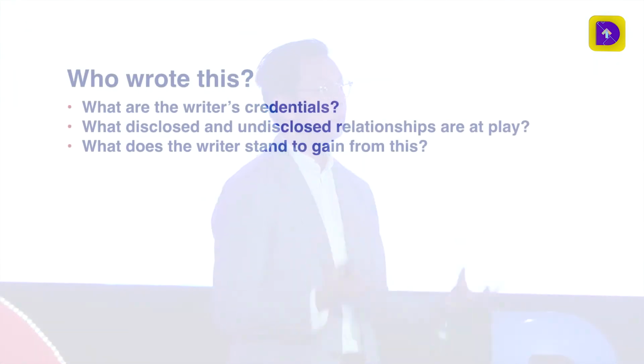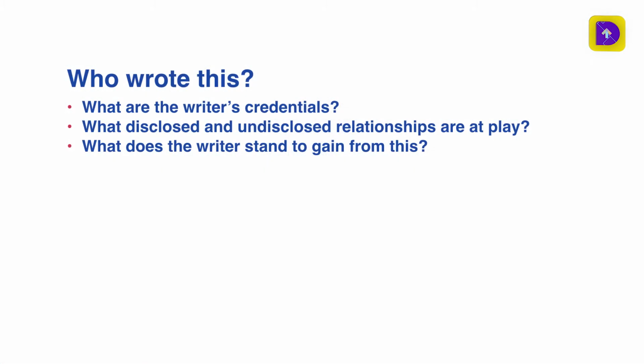So when you ask who wrote something, you're really trying to understand what are the credentials of the person who wrote this. Are there any relationships that are either disclosed or undisclosed? You're basically trying to figure out if there's a conflict of interest there. And with design writing, there's almost always a conflict of interest these days, as I mentioned earlier. It's really important to ask, what does the writer stand to gain from this? And the fact that the writer has something to gain from it doesn't mean that it's automatically bad. It just means that it's important for us to understand those motivations.